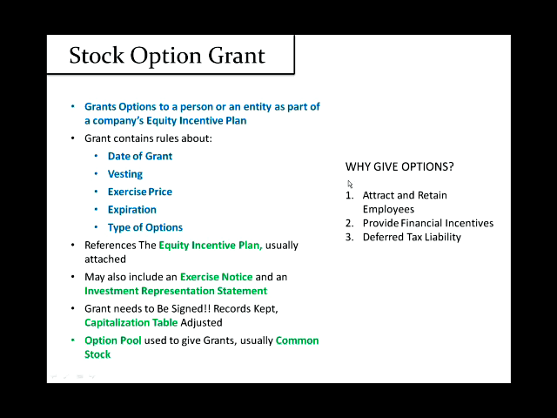So why are these even given in the first place? As a quick reminder, options are used to attract and retain employees by providing a financial incentive. If the option is given at a certain price and the stock goes up, then the employee makes money. And again, you can review our options videos if you're unfamiliar with how options work. And also there's a deferred tax liability in options. Instead of giving an employee cash or shares that are worth something that the IRS would then consider a tax liability, options aren't worth anything until you decide to exercise the options. So there's a deferred tax liability. You don't pay taxes on that grant.